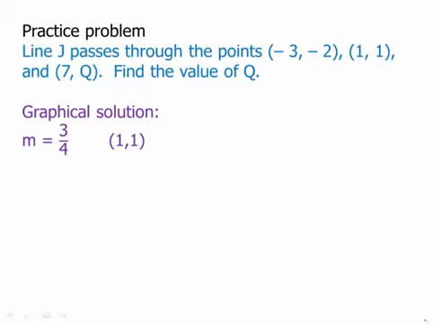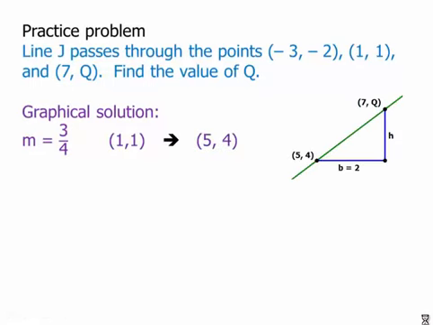All right, so now let's think about this. We go through the point (-3, -2). We go through the point (1, 1). We want to get a little closer to that point (7, Q). So I'm going to go over 4 and up 3. And so that will put me at (5, 4). And then I'm reasonably close. So now from (5, 4), of course, the run going from 5 to 7 is 2.